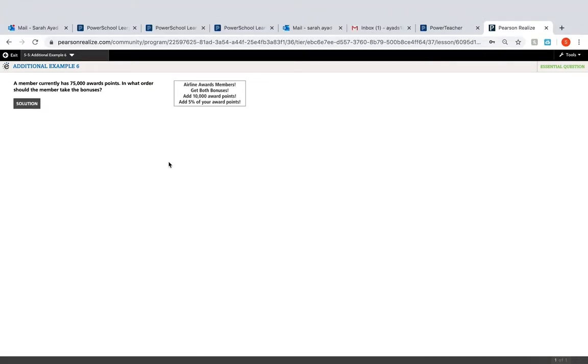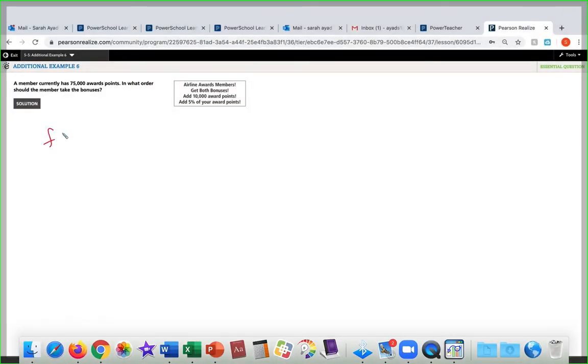So again, let's let f of x be adding 10,000 award points. That would mean currently at 75,000. Okay, so this function generally would be the number of award points plus 10,000. G of x would be adding 5% to your award points.